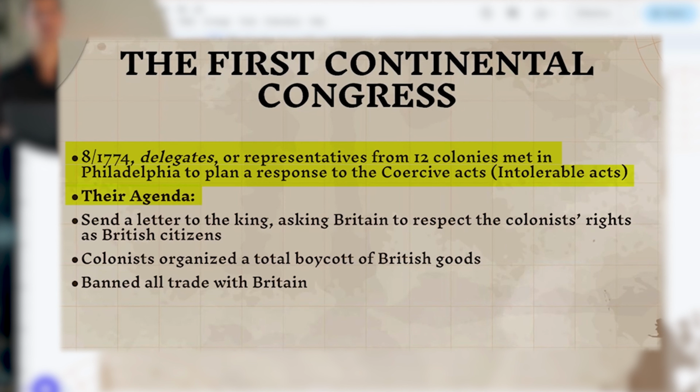They had a specific agenda, all right? So their agenda was to send a letter to the king asking him to restore their rights. So the First Continental Congress is not about a revolution yet, all right? The purpose of the First Continental Congress is to ask King George very politely to restore their rights, to treat them as British citizens, to stop taking advantage of them, and things like that, okay? So it's not about a revolution just yet. It's not about becoming independent just yet. It's really about restoring rights.